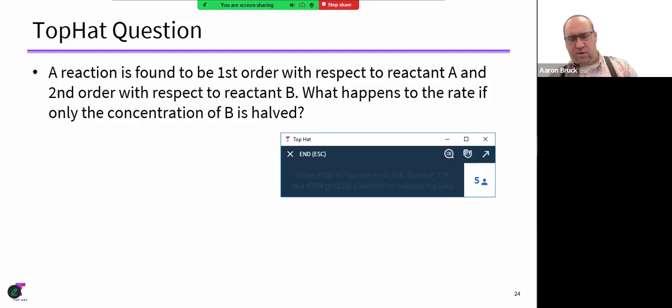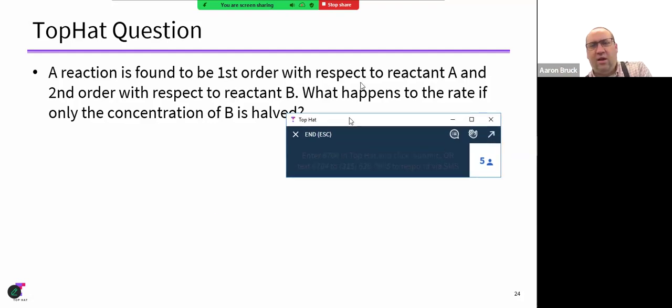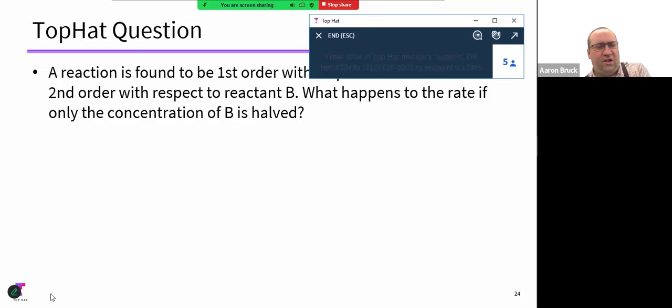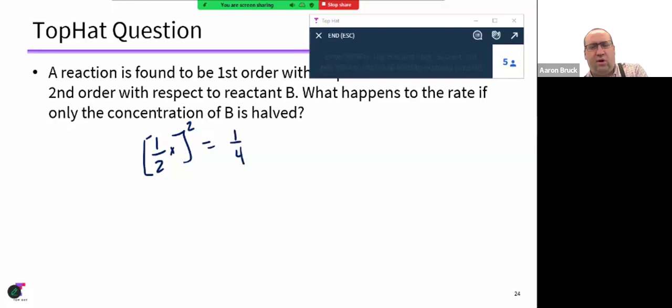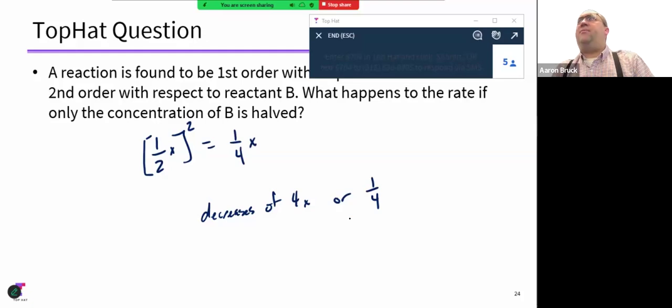Yeah, so we're on the right track here. If we're looking solely at B, B's concentration was 1/2 of the original. We would be squaring that because it's second order, so that would be 1/4. So decreases by a factor of 4, or by 1/4. Either way makes sense.